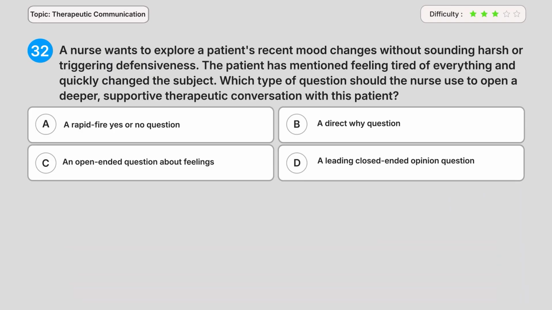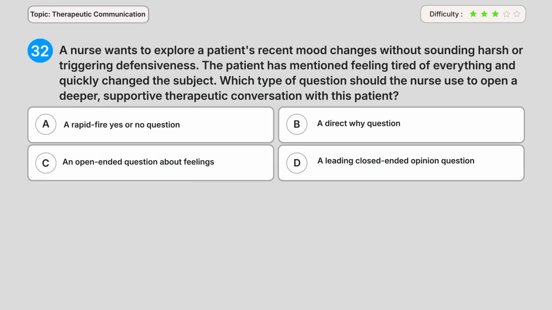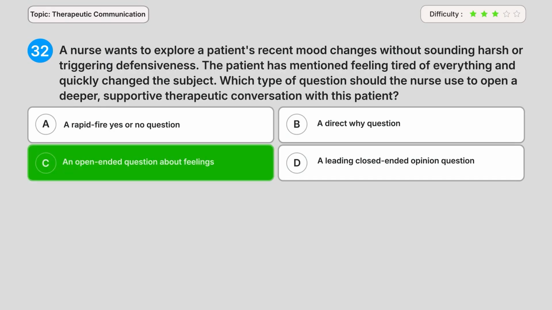A. A rapid-fire yes or no question. B. A direct why question. C. An open-ended question about feelings. D. A leading, closed-ended opinion question. Do you know the answer? Correct answer. C. An open-ended question about feelings.